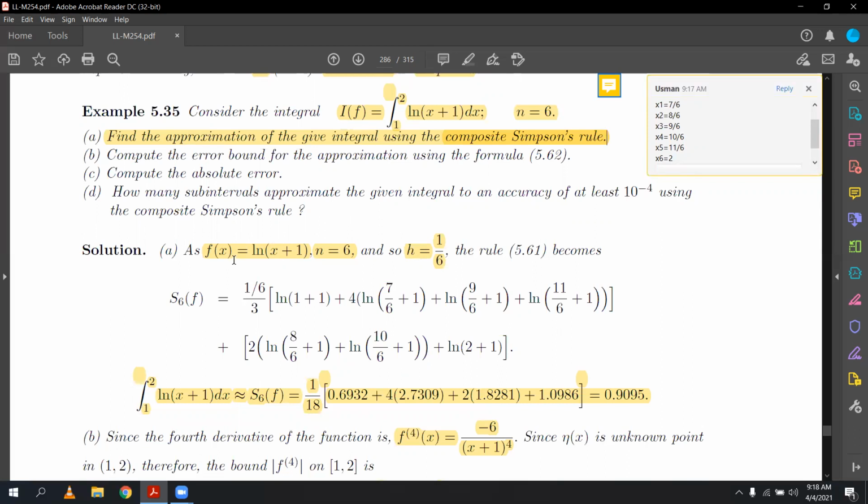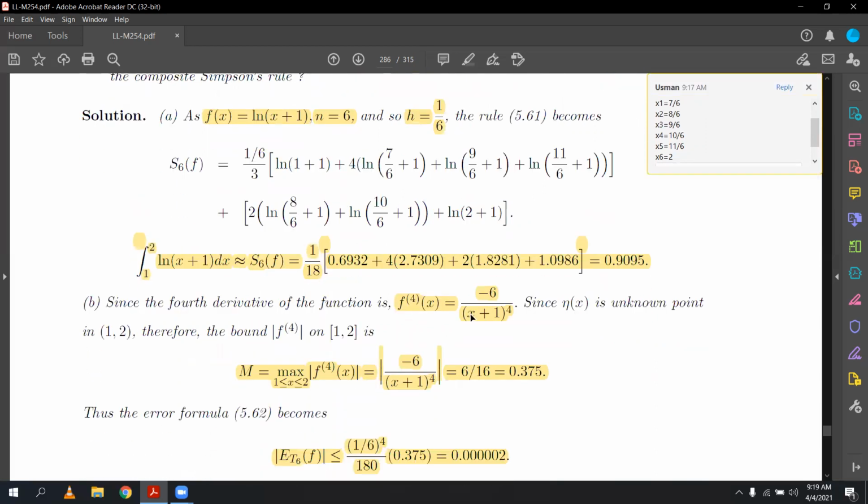What is the third derivative? 2 over (x plus 1) to the power 3. And what is the fourth derivative? Minus 6 divided by (x plus 1) to the power 4, which I give here now. And you find the maximum value of the fourth derivative inside the interval. The interval is 1 to 2. And the fourth derivative's maximum value is 0.376.